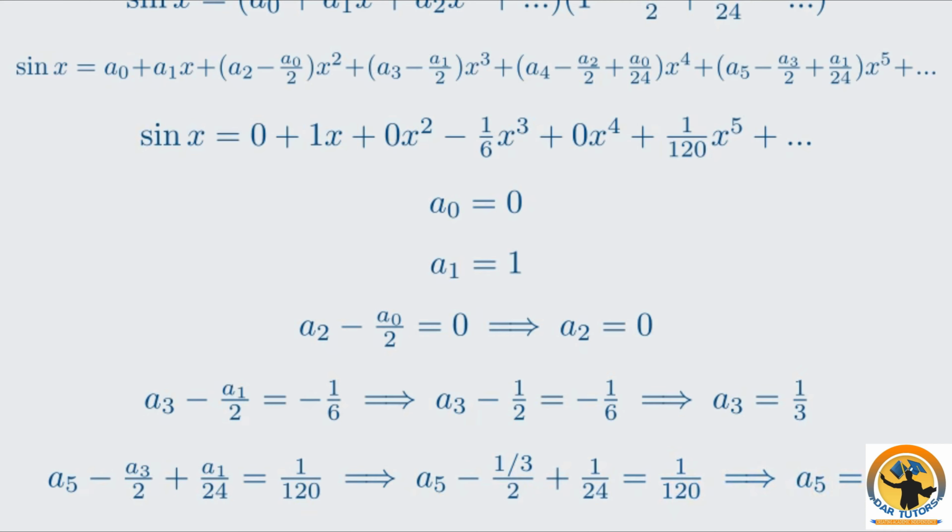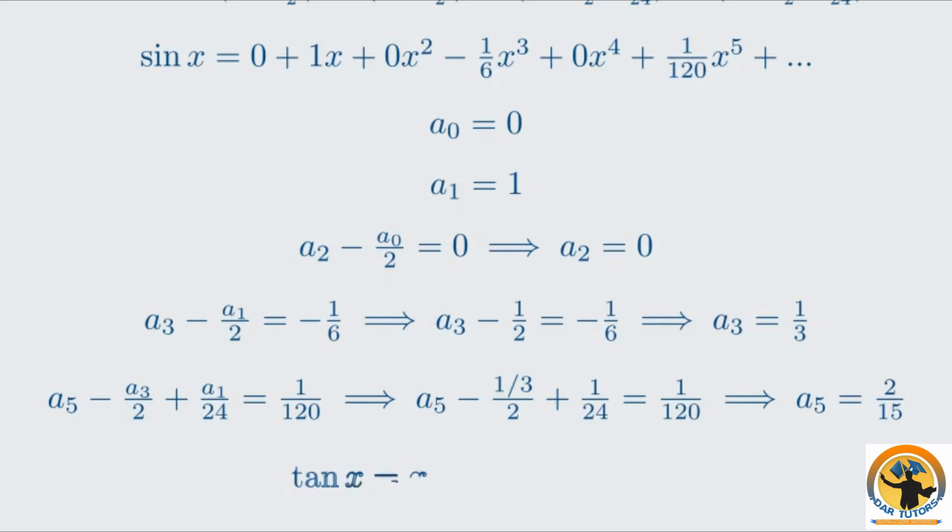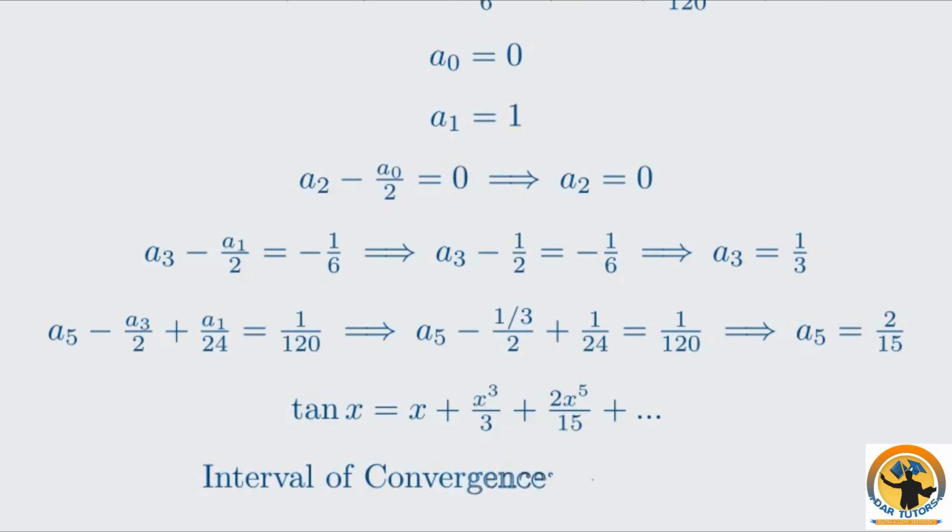So, the first three non-zero terms of the Maclaurin series for tangent x are x plus x cubed over 3 plus 2x to the fifth over 15. This series converges for the interval negative pi over 2 to pi over 2, which is the domain of the tangent function. We have now successfully used the method of undetermined coefficients to find the Maclaurin series for a quotient of functions.